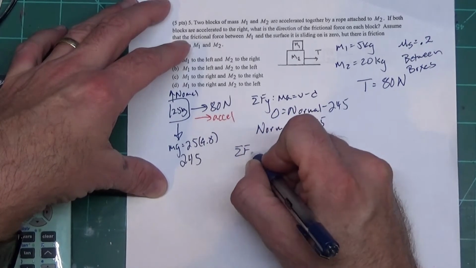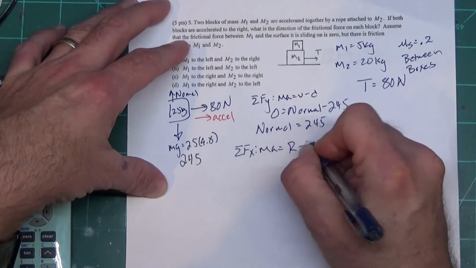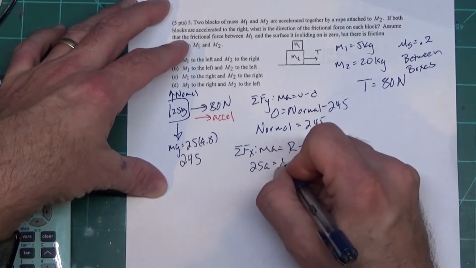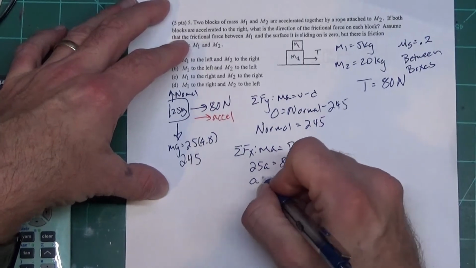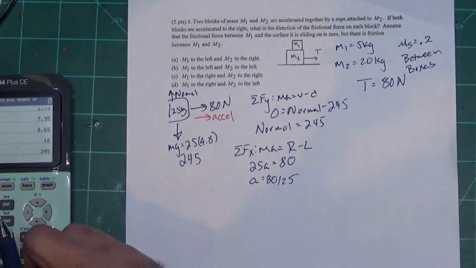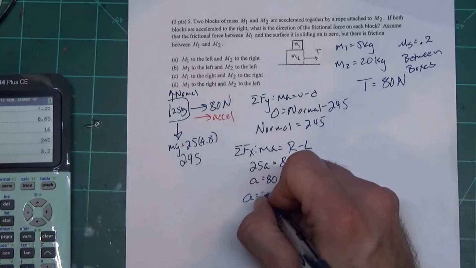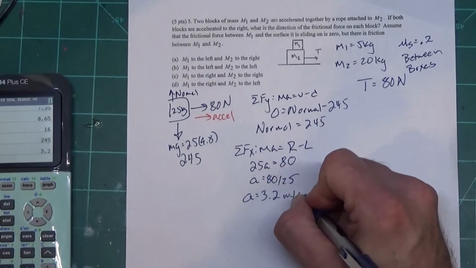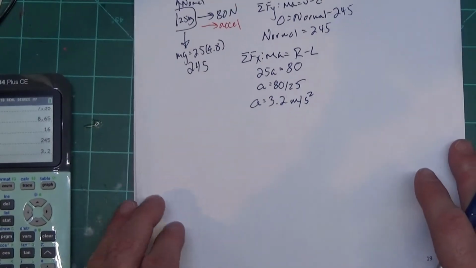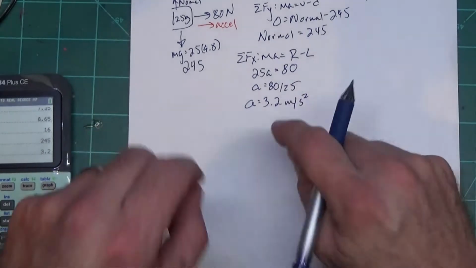So I do the sum of the forces in the x is MA equals right minus left. So 25A equals 80, and there's nothing to the left, so we solve that for our acceleration, which is going to be 80 divided by 25. So in Mr. Calculator, I get 3.2 for A. Now both boxes are undergoing that acceleration, so no matter what I do, no matter which picture I draw, I'm going to deal with that.